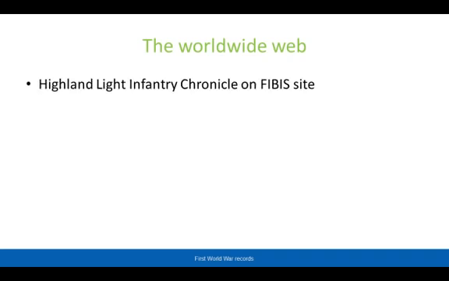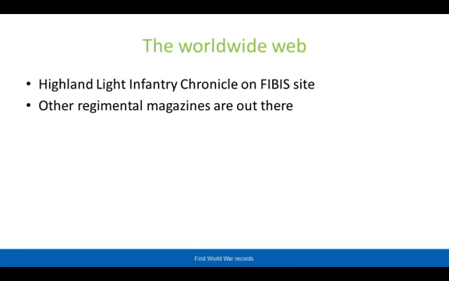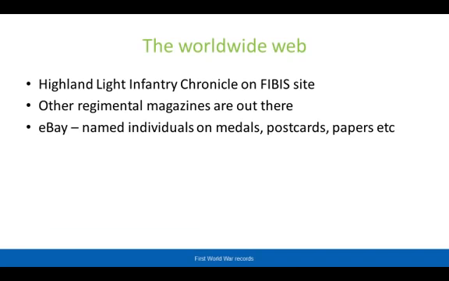World Wide Web. Highland Light Infantry Chronicle is available on the FIBIS site, Families in British India Society's site. You can browse through that. It's a great source, free source. There are other regimental magazines out there as well. eBay, don't discount eBay. If you're looking for a particular individual, you'll find named items for sale, postcards, medals, and so on.